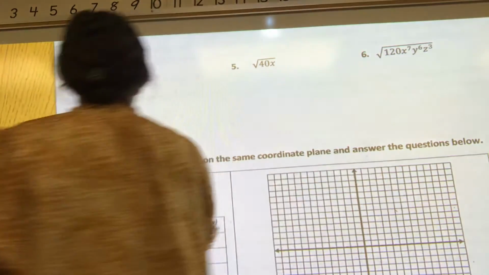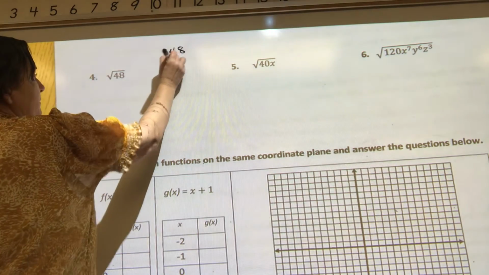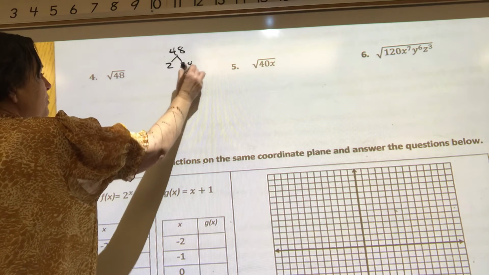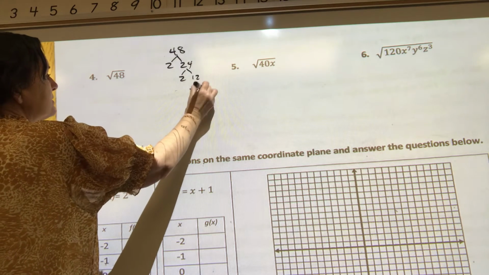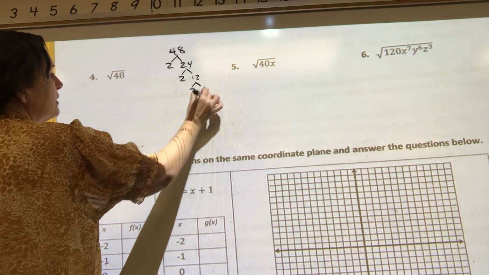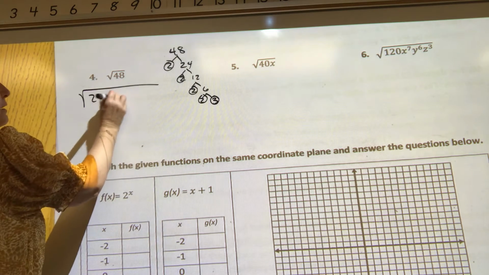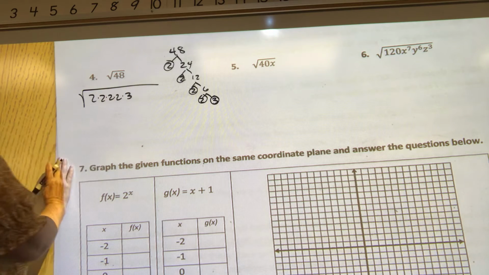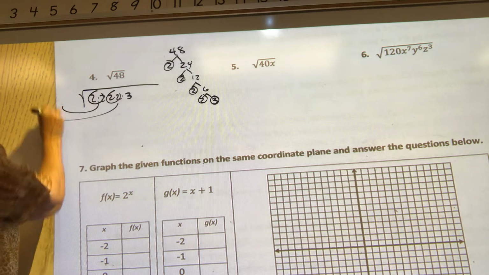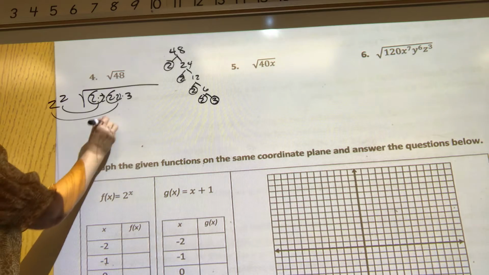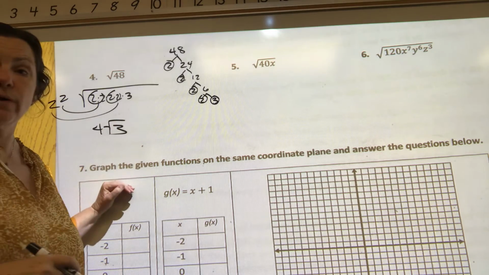So the first one we have is 48. Again, you can start with a factor tree, 2 and 24, 2 and 12, 2 and 6, and 2 and 3. All of these are prime numbers. When in doubt, we wrote it out. Grab that pair and bring them out. We have 4 radical 3. I hope that's what you have.